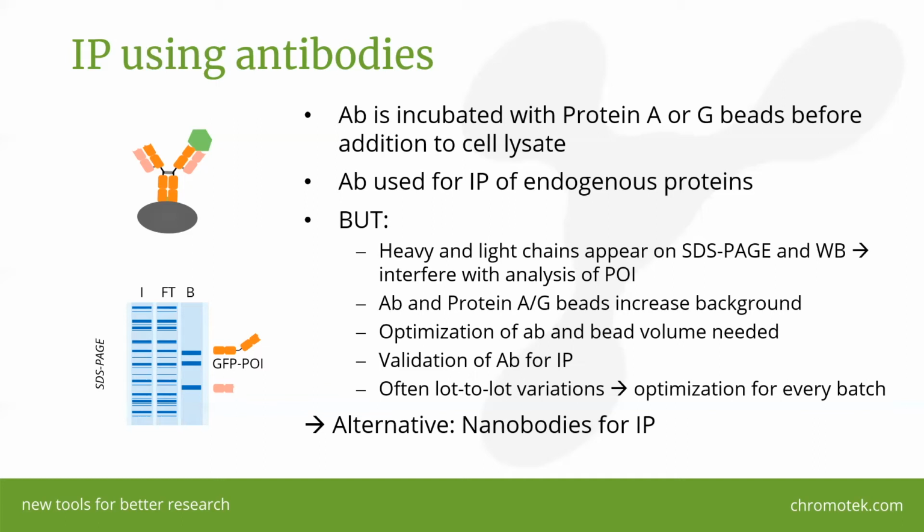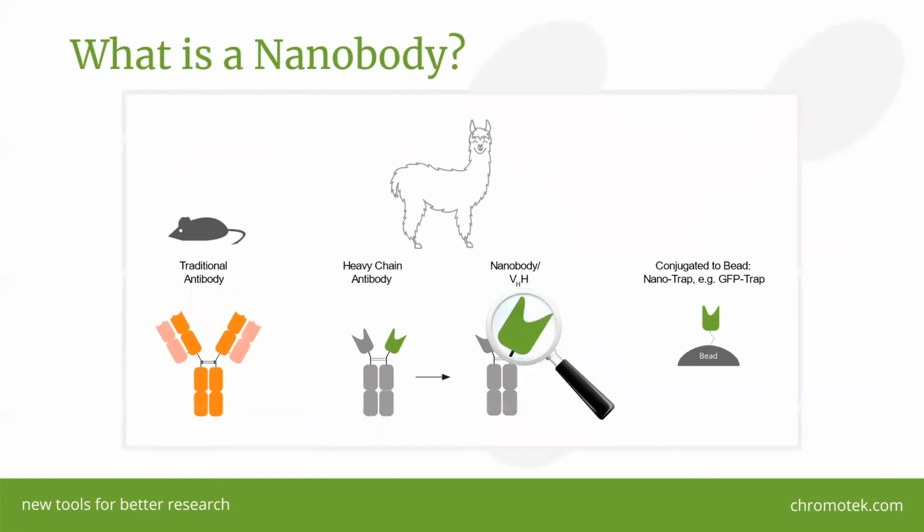And then antibodies normally have a high lot-to-lot variation and may have to be optimized again for each production batch. So due to numerous disadvantages, customers often use nanobodies instead of antibodies for immunoprecipitation. I'm not sure if you are all familiar with nanobodies. Therefore, here is a short overview of what a nanobody or an antibody is.